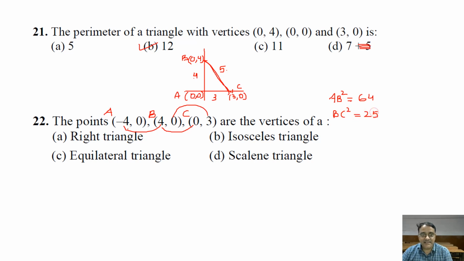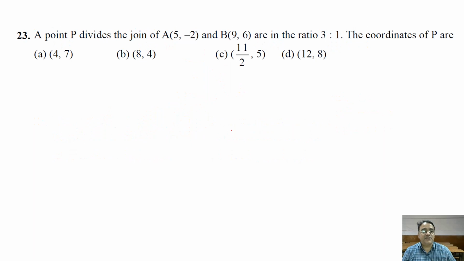And the last one is AC, -4 minus 0, -4 whole square, 16, 0 minus 3 whole square, that is 9. So we are getting AC square is also 25, that is 16 plus 9. So दो sides यहीं पे equal हो गया, square root of this 2 are equal. So which option is the correct one? Option B, that is isosceles triangle. Now we are moving toward the next question, question number 23.